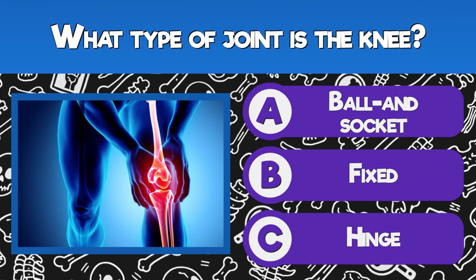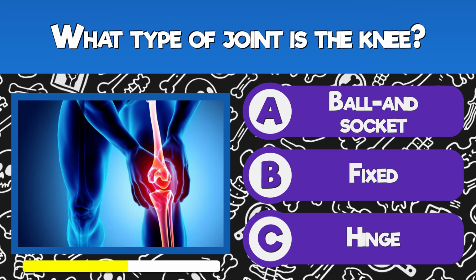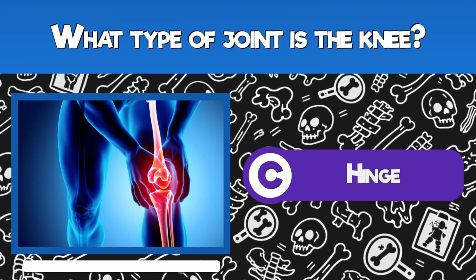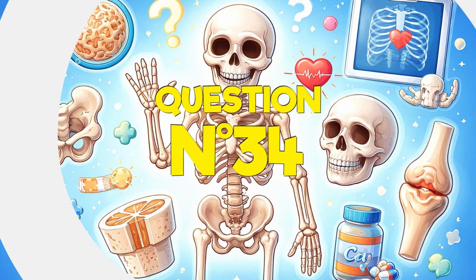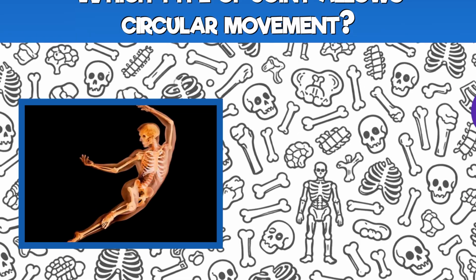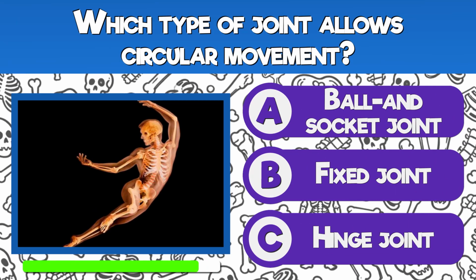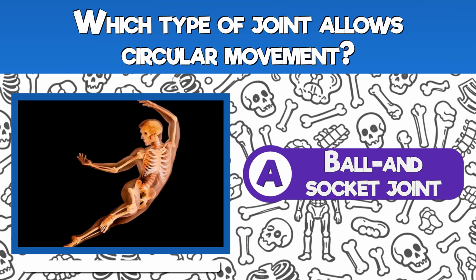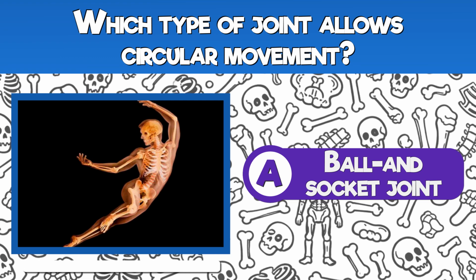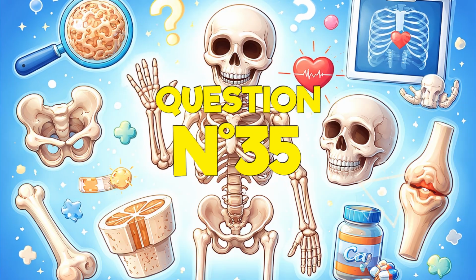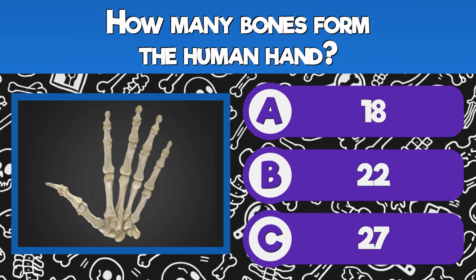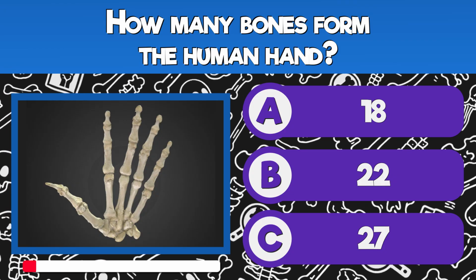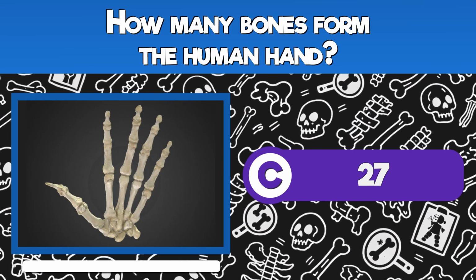What type of joint is the knee? A hinge joint. Which type of joint allows circular movement? A ball and socket joint. How many bones form the human hand? 27 bones.